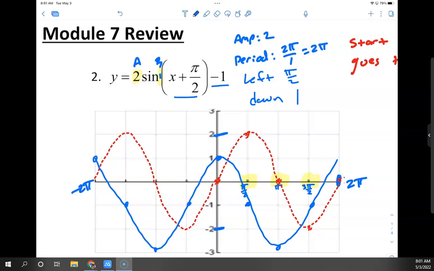Are there any questions about that? I think you can do that. So do the amplitude and period first, and then start at 0, go to A, and then shift it.